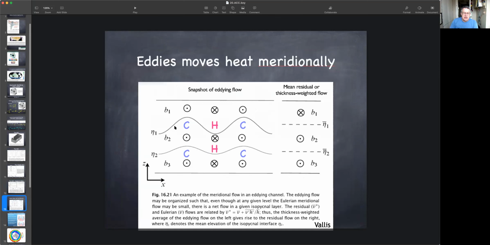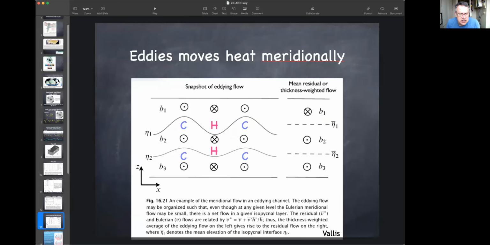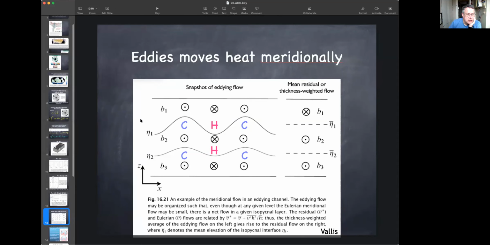So you can think of something like this, where you might have a snapshot of the eddying flow. Here we're looking in the longitude-depth plane, and you would have in and out and in and out flowing. In order to get this in and out and in and out in the geostrophic transport, you would have hot and cold anomalies like this, the way it's shown with the C's and H's, in such a way that there is a net transport into the page here of hot stuff, out of the page here of cold stuff.